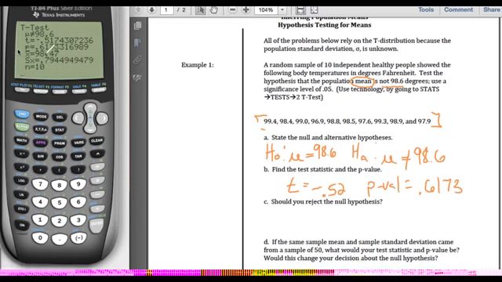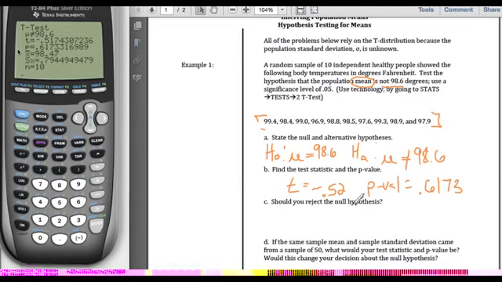By the way, the sample mean is 98.47 degrees, so it's just below 98.6 degrees. But it's not significantly below 98.6. This would round to be 98.5, so that's not very surprising because samples are going to vary.